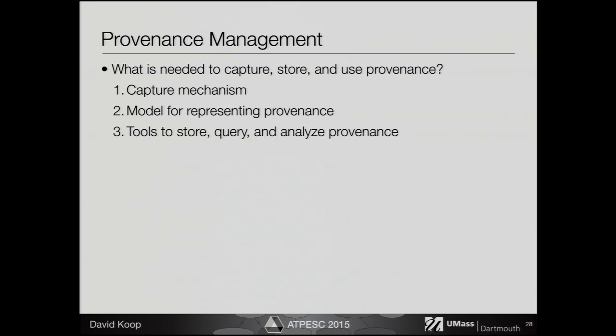So what's needed to capture, store, and use provenance? I think it comes down to sort of three key pieces. One is a way to capture that provenance. If we're doing something automatically, how do you capture the provenance information? The second is a model for representing the provenance, right? If we want to ask queries, if we want to look at that provenance in the future, we need to have some way to understand it. The third is tools to store, to query, to analyze that provenance information.